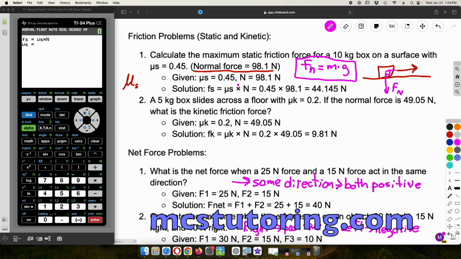So, without further ado, the other problem won't take so long. I just want to introduce you to all this. The mu sub S is 0.45. Usually it's some number between 0 and 1. This one's 0.45. And then the normal force is 98.1. That's going to be the 10 kilograms times 9.81 meters per second squared, and that comes out to be 98.1 newtons.